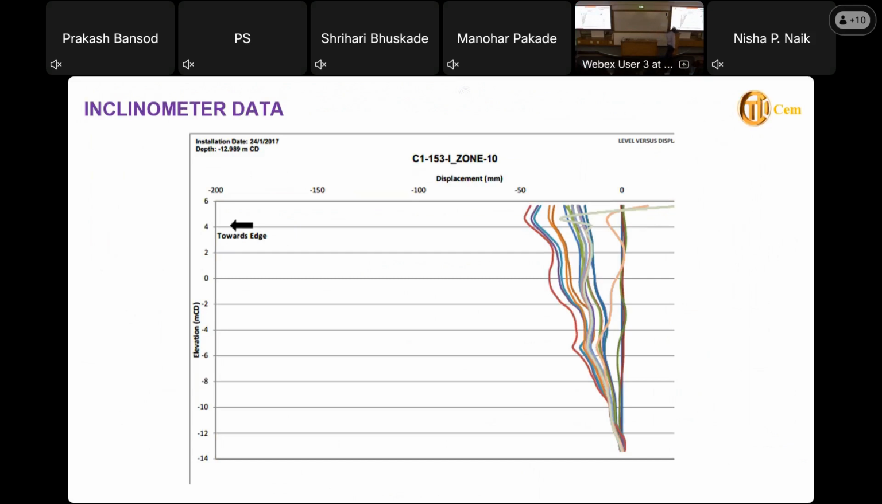This is a graph of the inclinometer towards the edge. This is the seaside, and this is the reading for every day. To benchmark it, we put two inclinometers, one behind the other. If you see my layout, one is at the edge and one is 50 meters inside. That inside one is the datum to check every day's reading, so with respect to that we see how much movement is happening.